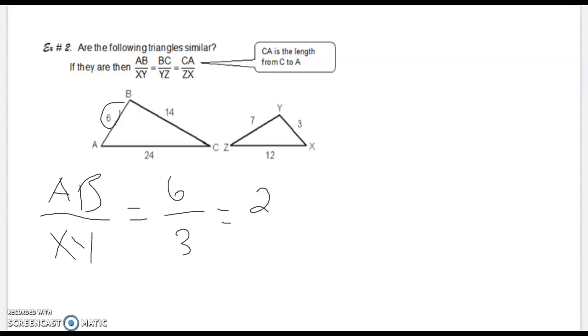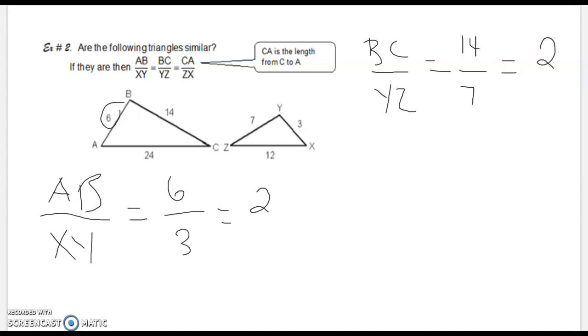The next one, the middle one over here, we're going to rewrite. So BC divided by YZ equals, we know that BC is 14 and YZ is 7. So 14 divided by 7 is also 2.